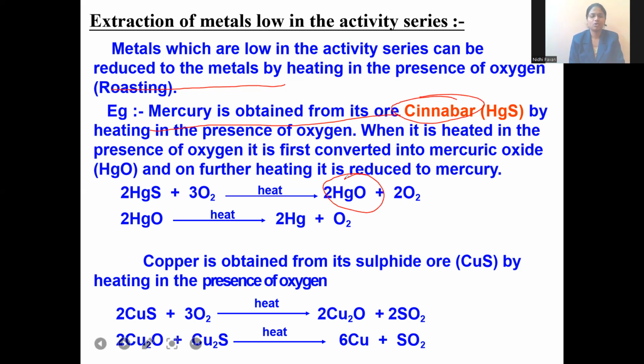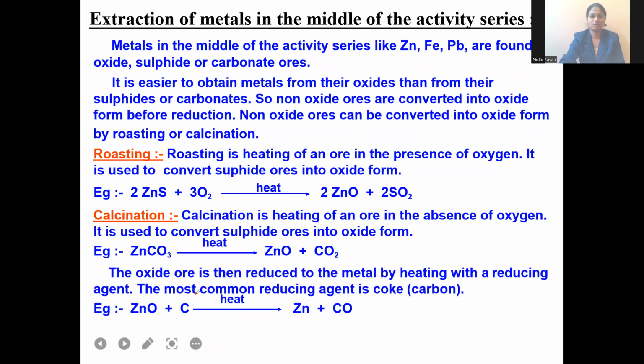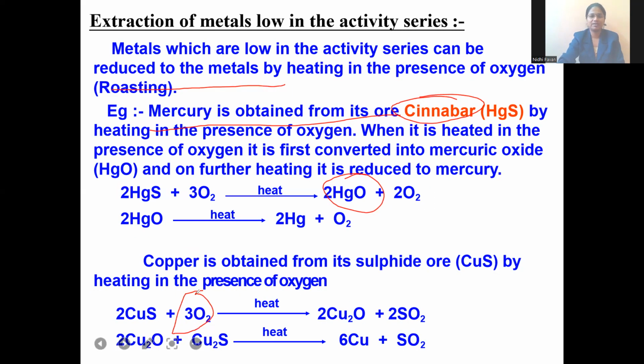The next one, copper is obtained from its sulfide ore. Similarly, copper is obtained from its sulfide ore when it is heated in the presence of oxygen, that is nothing but roasting. The products will be the metal oxide as well as sulfur dioxide. Fine. Extraction of metals in the activity series.